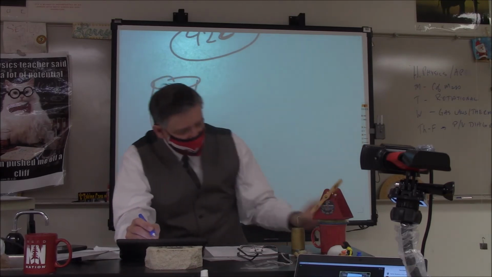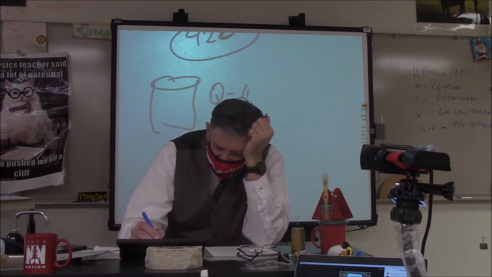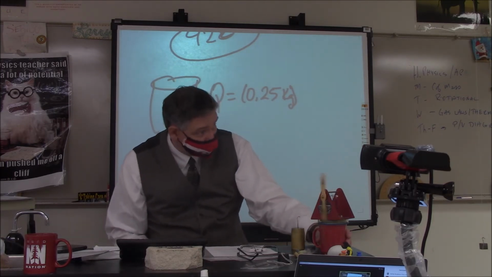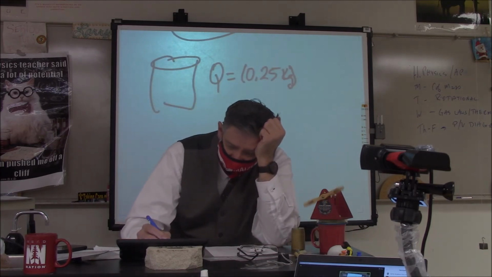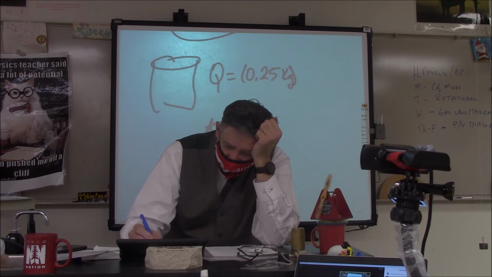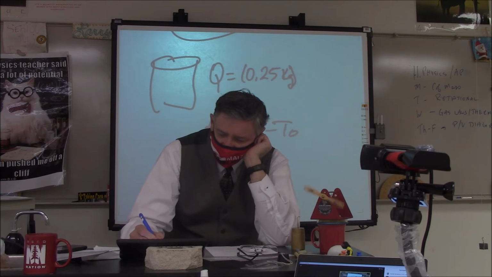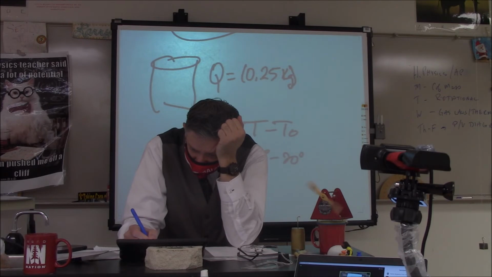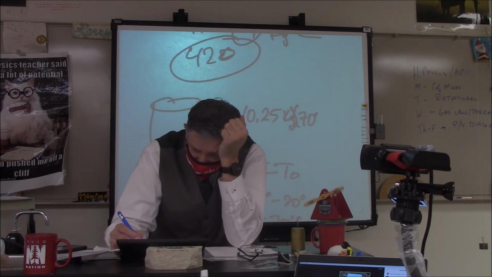And let's say that's about a quarter of a kilogram of water. So I'm going to figure out how much energy it's going to take. 0.25 kilograms. And let's say that I want to heat that water, which was about 20 degrees when I started and is up to about 90 degrees right now. So my change in temperature is going to be temperature final minus temperature initial, just like we've always done before. So that's going to be 90 minus 20, which is going to be 70 degrees Celsius. So there's my change in temperature, 70 degrees.